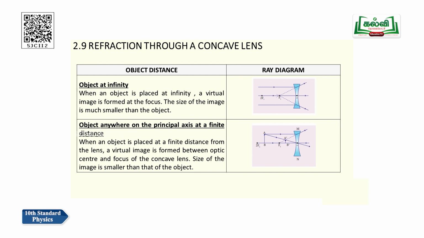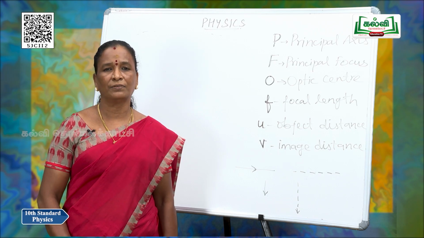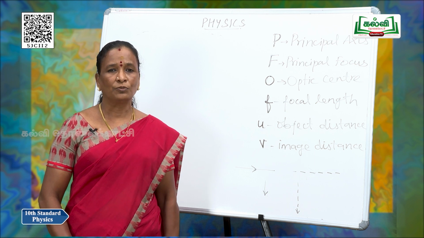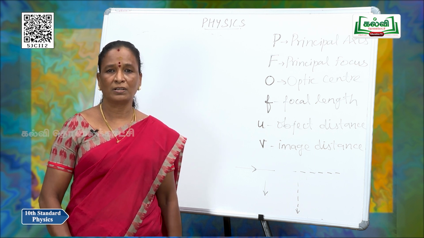Object anywhere on the principal axis at a finite distance. Finite distance means we can measure the distance. So, if we place the object at a finite distance from the concave lens, a virtual image is formed between the optic center and focus of the concave lens. The size of the image is smaller than that of the object. It will be much, much smaller than the object. So, we are getting virtual images in the case of concave lens.